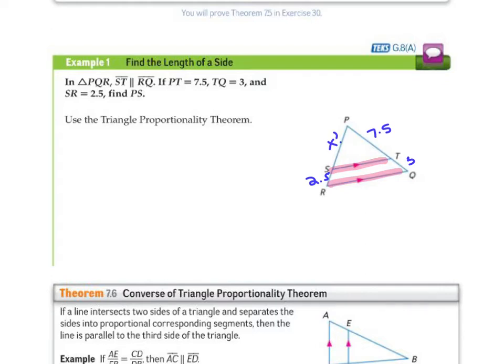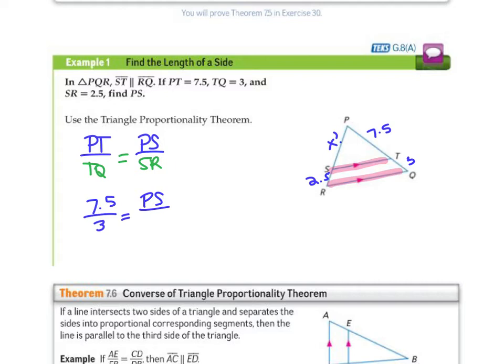So our proportionality theorem again states that if you have 2 parallel lines intersecting the side of the triangle, it is divided into proportional segments. So set up your proportion. We know that PT over TQ is going to be equal to PS over SR. Okay, so plug in the information that we are given. So we have 7.5 over 3 equals PS.